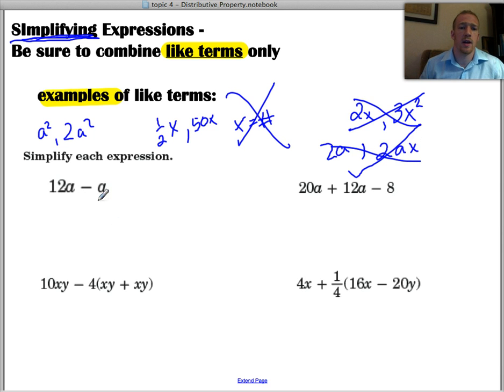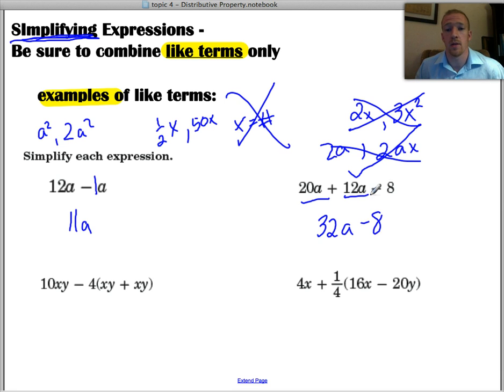So here, a and a, same thing. This is like a 1a. 12 minus 1 is an 11a. These are like terms. The number is not like those, though. So 20 plus 12 is 32a. And then just minus 8. There's nothing to combine the minus 8 to. A number and something with a variable, 32a's really is what this says, are not like terms. So there's no way to combine this. This is as simple as it gets.